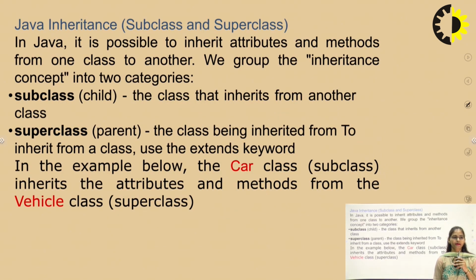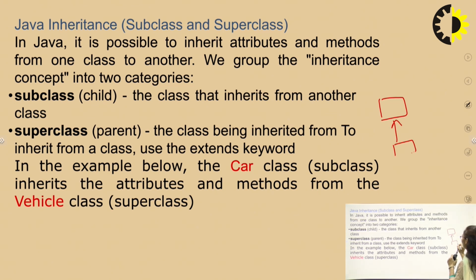Talking about Java inheritance. Inheritance is one of the concepts in the Java object-oriented programming language, which uses the concept of subclass and superclass. Inheritance basically means that the child class will be inheriting the properties of the parent class. Whatever properties are present in the parent class will be inherited in the child class.